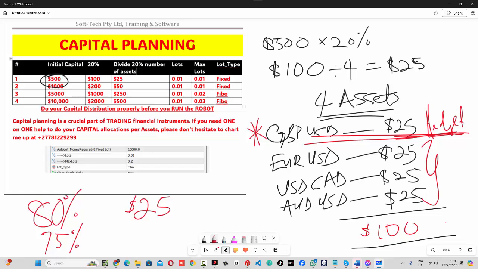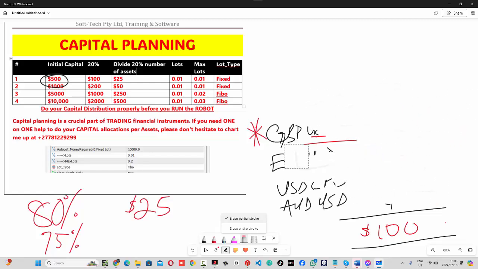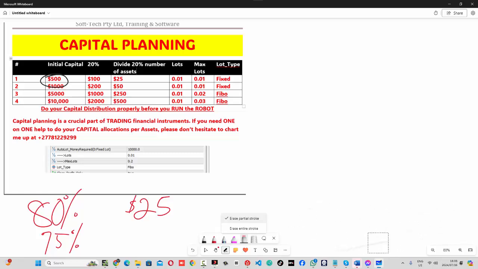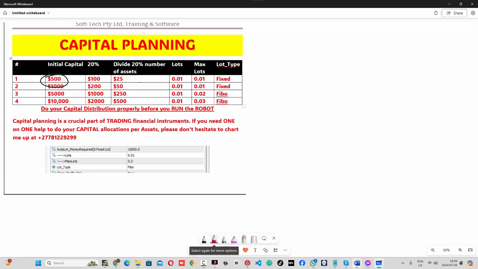Now, at this junction, let me clean everything. Now, we know that we are using $500 or 500 cents, and we are risking 25 per asset. So inside the robot, you look at this side, that is where you put your capital, which is our $500. Any capital of yours is what you are going to put here. Now, if you look at the third column, 20% is this. When we divide it asset by asset, we get 25.